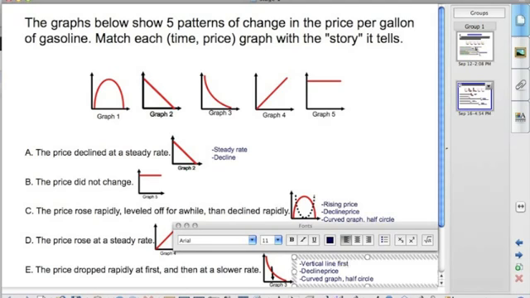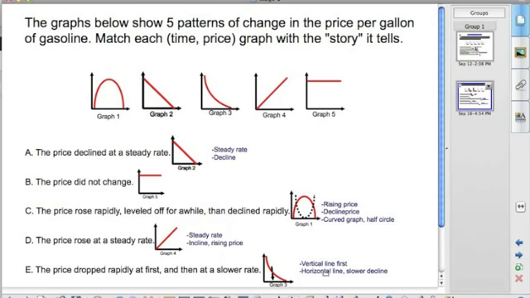And then a more horizontal line represents more of a slower decline. And those are the key pieces of graph 3 and how we're going to represent it in letter E. So I hope you have all your notes completed.